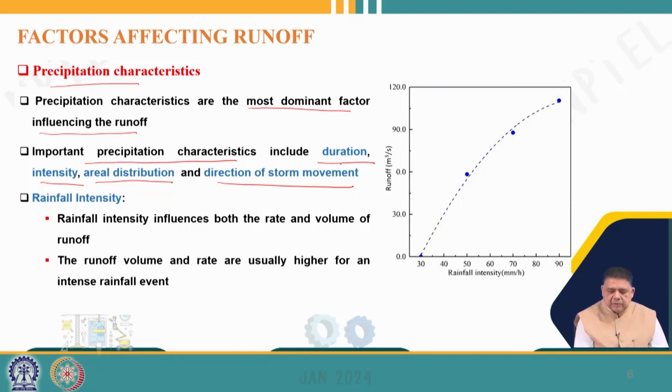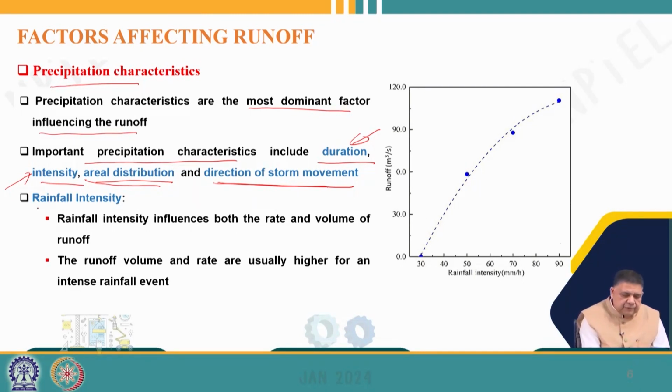That means what is the duration of the storm, what is the intensity, how it is distributed areally over the catchment, and in what direction the storm is moving with reference to the outlet, whether outlet to upstream end or upstream to downstream end. That will all impact the runoff generation.